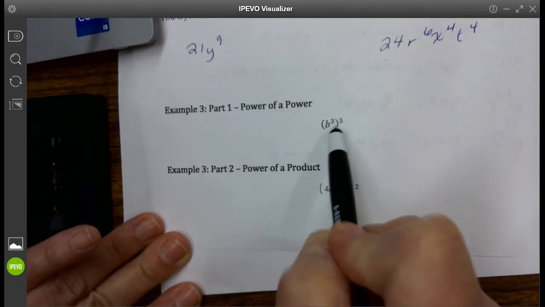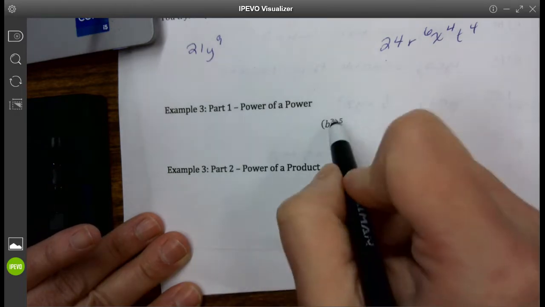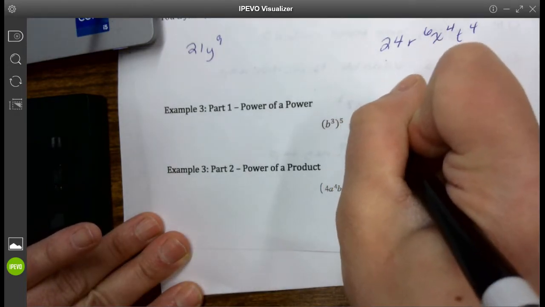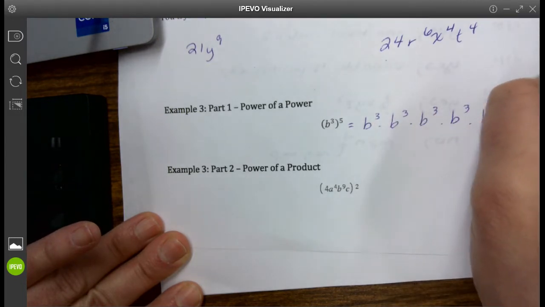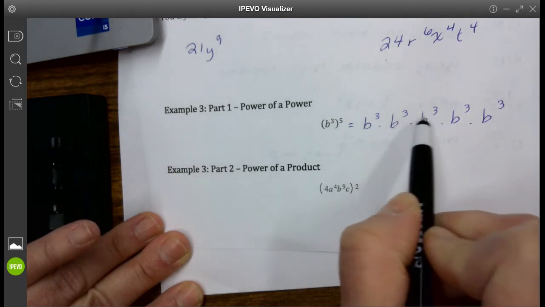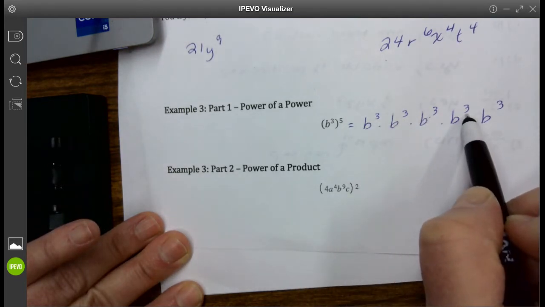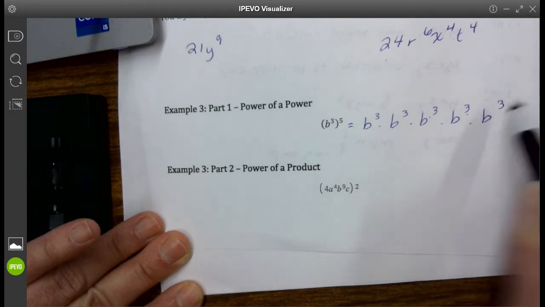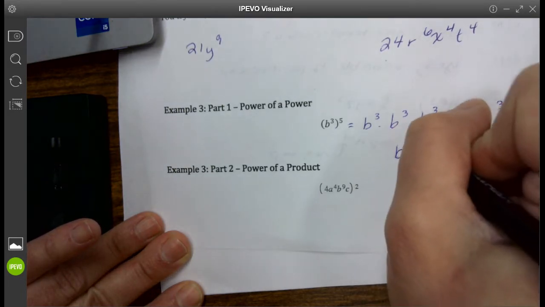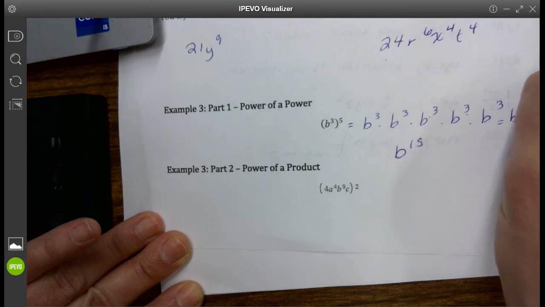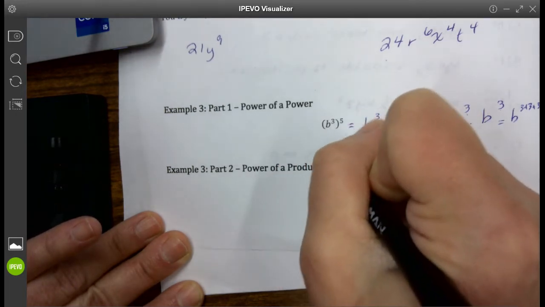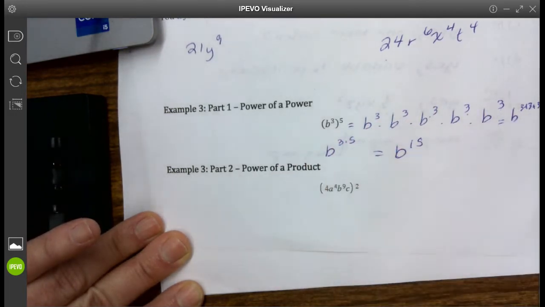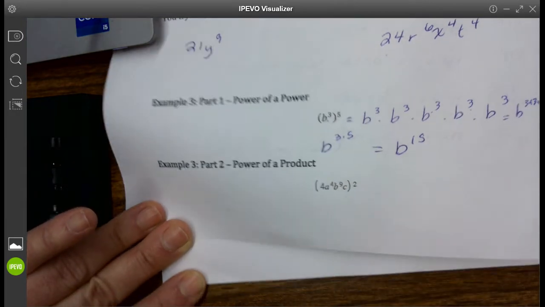Okay, what if we have a power raised to a power? So b to the third raised to the 5. That's the same thing as saying b to the third times b to the third, multiplied by b to the third, multiplied by b to the third, multiplied by b to the third, which 3 plus 3 plus 3 is 9 plus 3 is 12 plus 3 is 15. So if I were to add them all, that would be 15. Or what I could have done is just said b to the 3 times 5, which equals 15. So if I have a power to a power, I multiply.